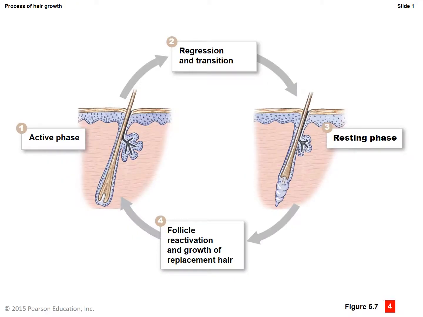We can see it here. Our active phase, where the hair is growing, then we have a regression and transition, and it pulls away from the follicle into the resting phase, and then we have a follicle reactivation to replace the growth of that hair.